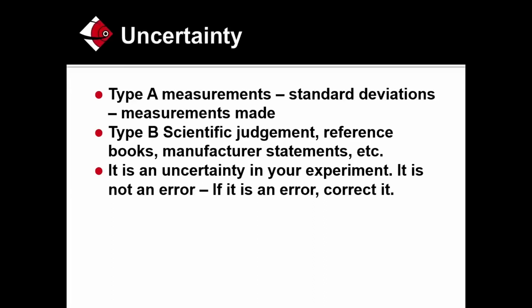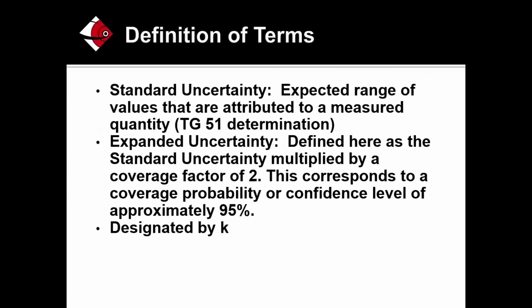Type A measurements are standard deviations of the measurements, like your measurements that you make with your electrometer and ion chamber. Type B are scientific judgments. They're from reference books, manufacturer statements, etc. You have to calculate what the type B is. It's an uncertainty in your experiment. It's not an error. The old way of talking about this was an error. If it's an error these days, you correct it. That means you've done something wrong. So you correct it. Uncertainty is the present term to be used when you calculate your total uncertainty of your experimental setup.